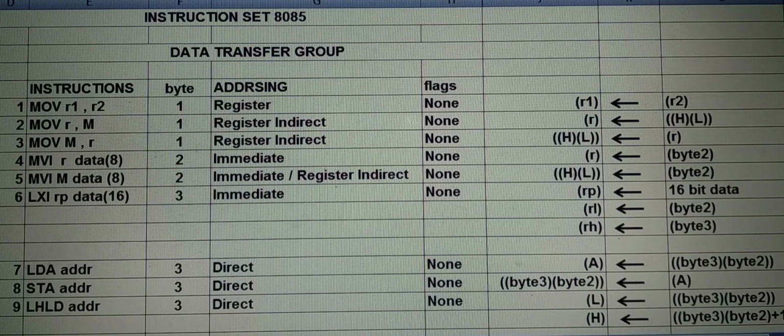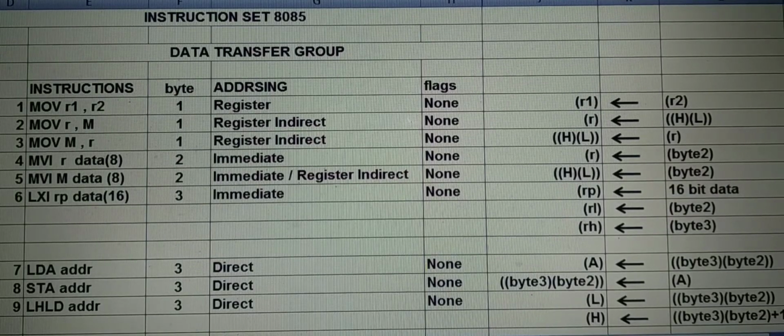Let us summarize all the data transfer group instructions. The first instruction is MOV R1, R2. The data from general purpose register R2 is transferred to R1. It is a 1 byte instruction, only registers are used, and the addressing mode is register.